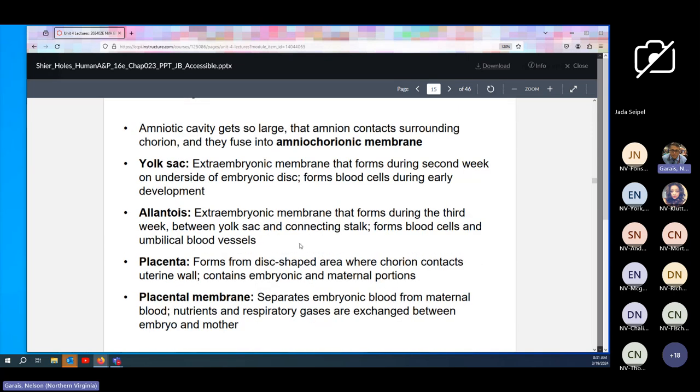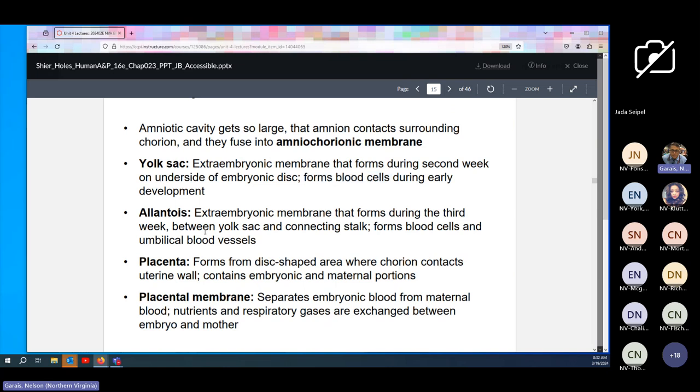Okay, and of course, the amniotic sac, these things are membranes. Now, what is this? Yolk sac, allantois, and then we're going to talk about the placenta. So the yolk sac, I want you to think what? It's going to form blood cells. That's what's really important about the yolk sac.